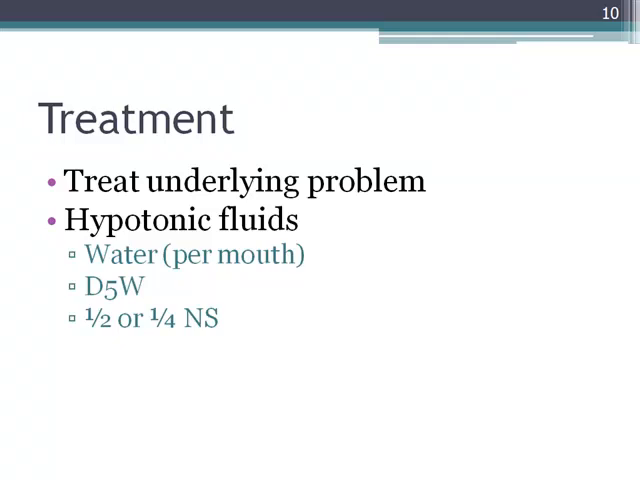Now, we explained last time why D5W is a hypotonic solution. It's isotonic in the bag, but once the dextrose is metabolized, it has a hypotonic effect on the body. And then half or quarter normal saline, of course, are hypotonic, because normal saline is isotonic, so any concentration less than that would be hypotonic.